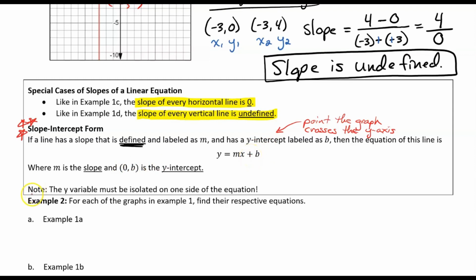Now, something important to note, like it says here, the y variable must be isolated on one side of the equation for it to be in slope-intercept form. Again, you'll see other versions of an equation of a line, and this one's unique in that the y is solved by itself. Let's try it.